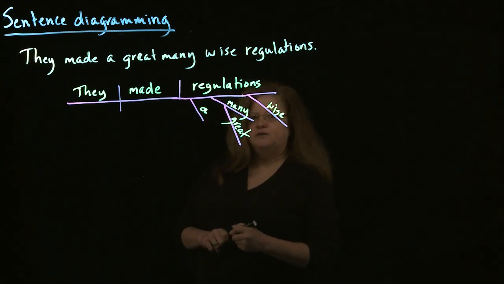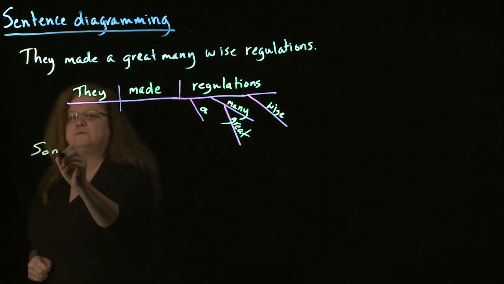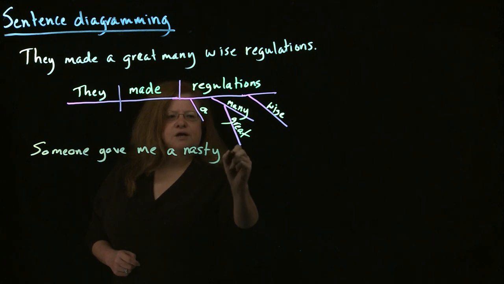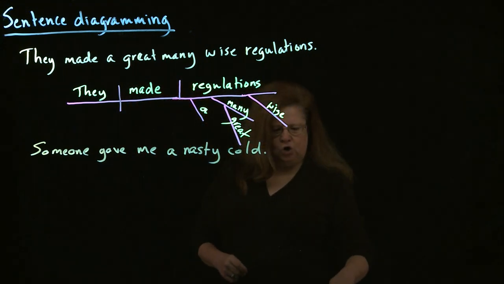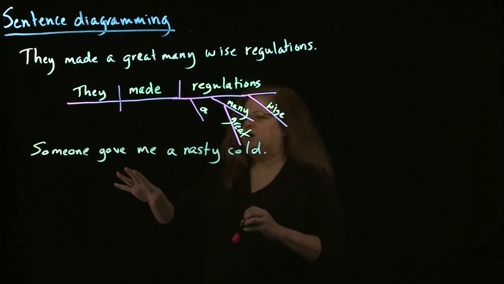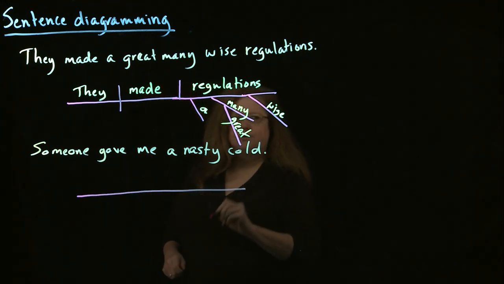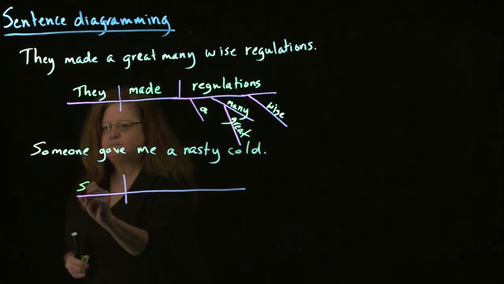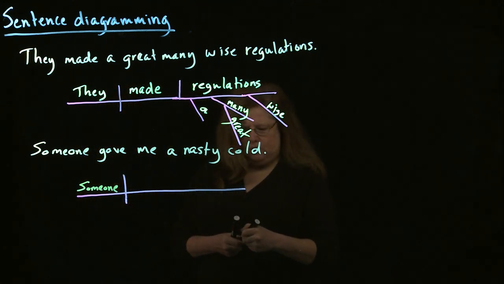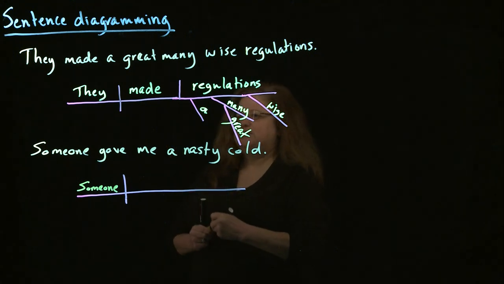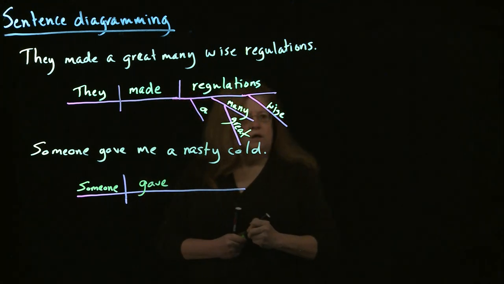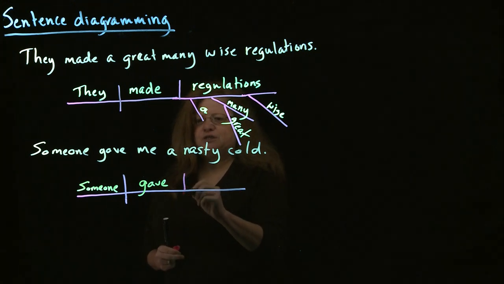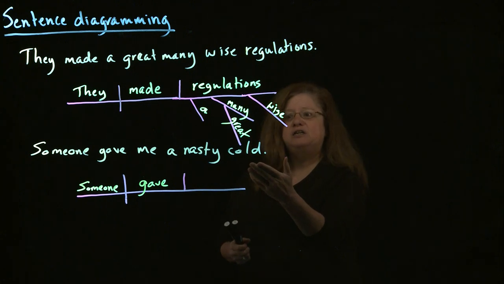So I may have a sentence like this. Someone gave me a nasty cold. So we want to piece this one apart. Once again, we start with our main sentence line. And so our subject is someone. And our verb, the action that's going on, is gave. We have a direct object, which is the nasty cold. Direct object is being directly acted upon. In this case, it's being given.